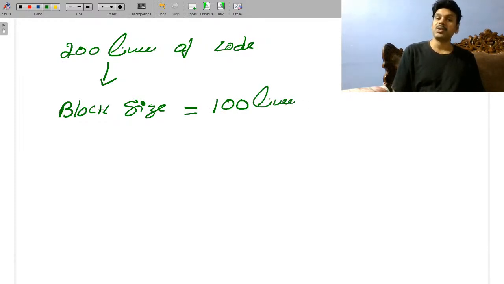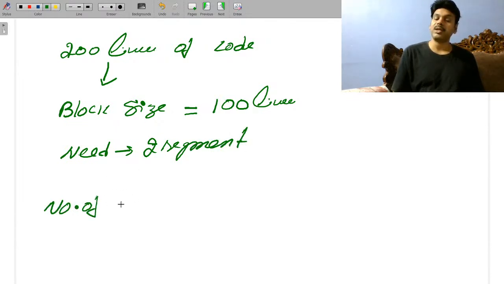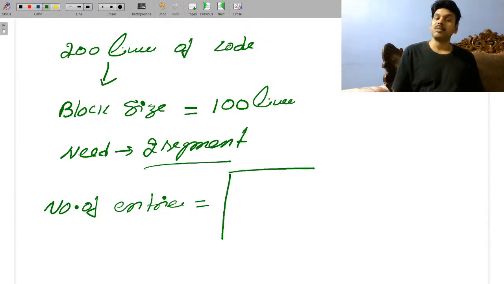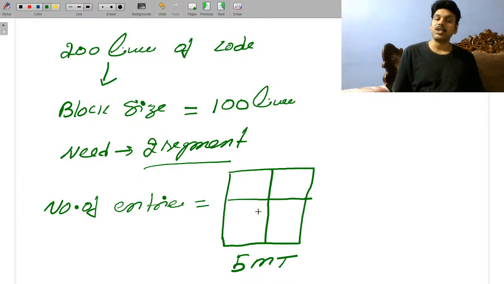So therefore, what is going to happen? Simply, I need only what? Two segments only. So therefore, friends, please understand, your number of segment entries is nothing but the number of segments. As there are two segments, your segment table, very similar to a page map table, consists of what? Only two entries. One is for segment 0 and one is for segment 1.